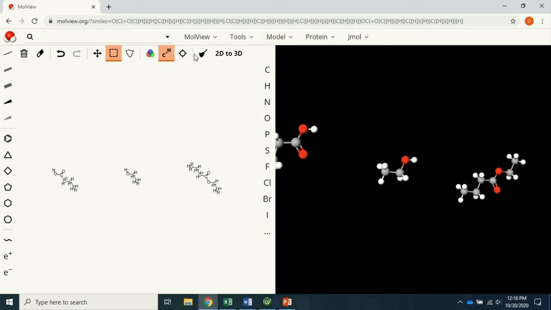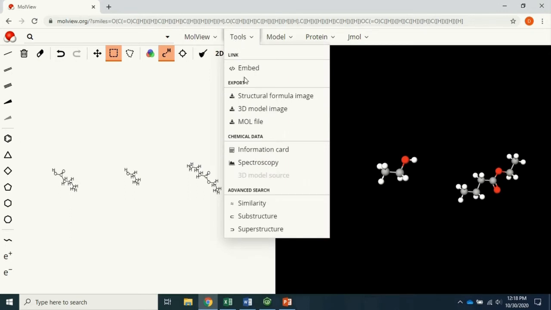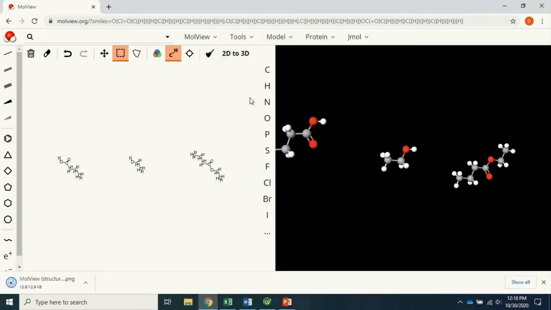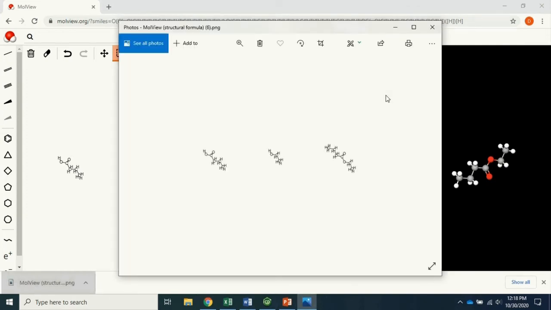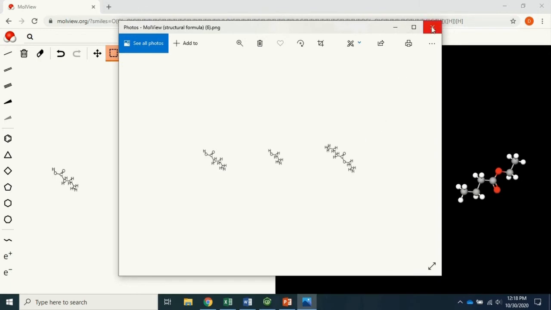The other one is, of course, if you want to send the structure, you could, and it will send it. You can save it as a PNG file, and it will look like this. So this could be then sent to your instructor for evaluation. Thank you.